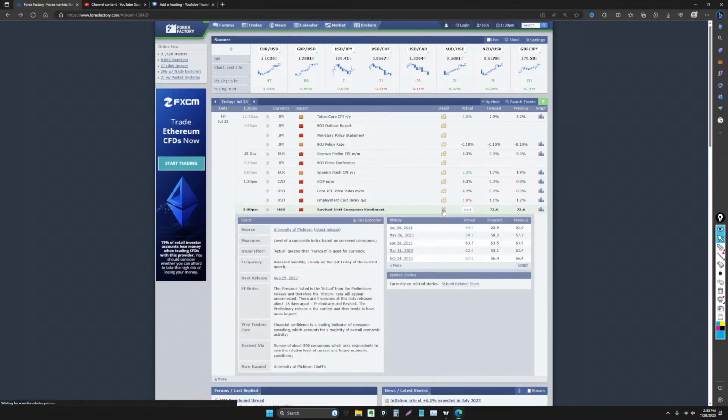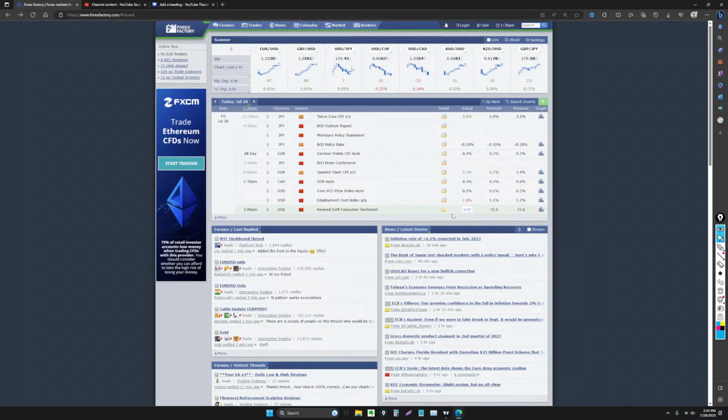But this consumer confidence, this has a lot to do with how the market and how people feel about the economy. Level of composite index based on survey of consumers, released monthly on the last Friday of the month. So yeah, I think this is hopefully going to be what the market's waiting for.